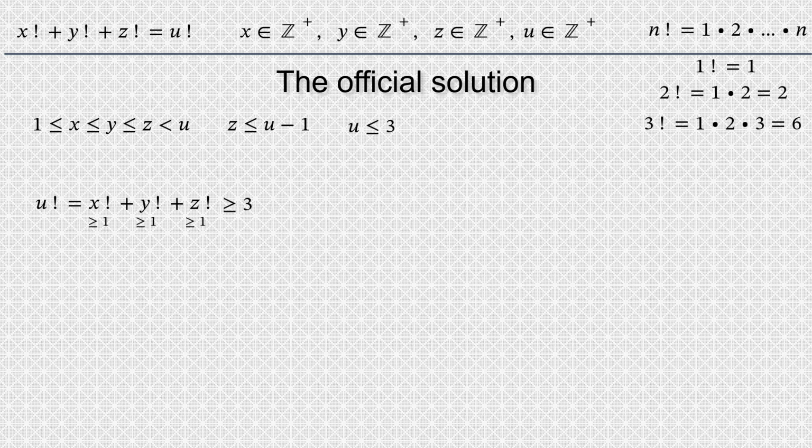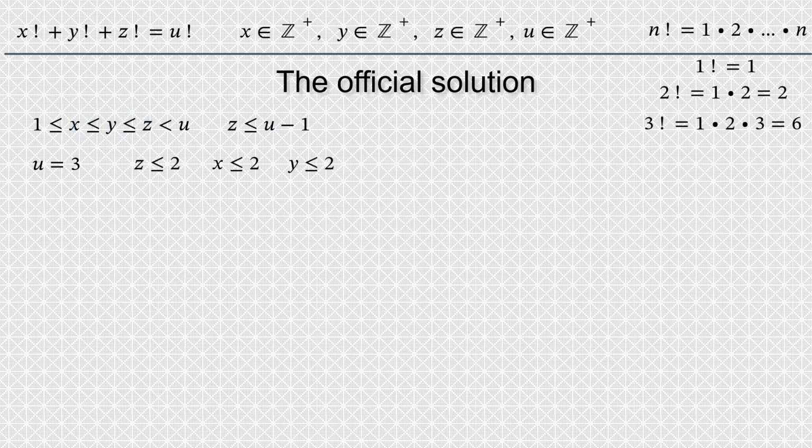However, 2 factorial is only 2. Therefore, in order u factorial to be no less than 3, the value of u must be no less than 3. And combining the inequalities for u gives u equals 3. In this case, z is no more than 2. And x and y are also no more than 2. This means that x, y, or z can be either 1 or 2. Can we avoid testing all possible triplets of x, y, and z?